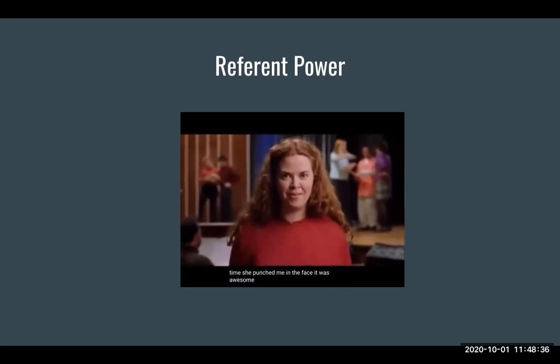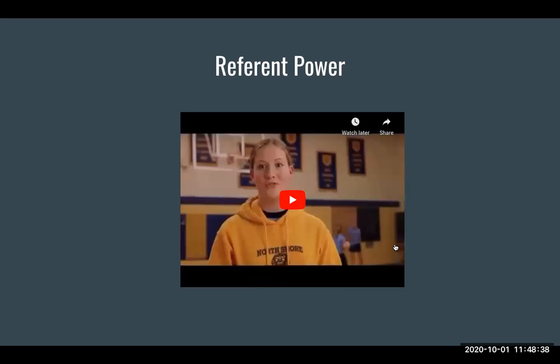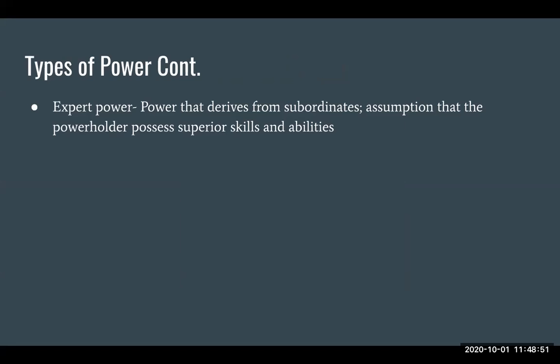It was awesome. So here from this example from the movie Mean Girls, we can see that the ultimate mean girl, Regina George, has this referent power over her peers, over her classmates, because of all of the reasons listed.